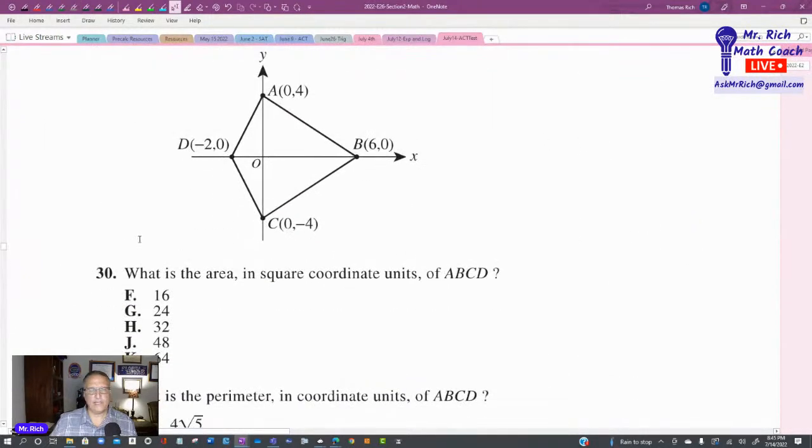All right, 30. What is the area in square coordinate units of ABCD? That sure looks like a kite to me. But what I'm going to do is calculate the area of these. So this is a base of 8, right, from 6 to negative 2, with a height of 4. So that would be 32. That would be an area of 16. And that would be an area of 16. This has to be 32.